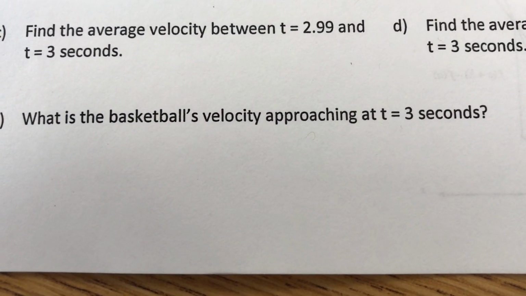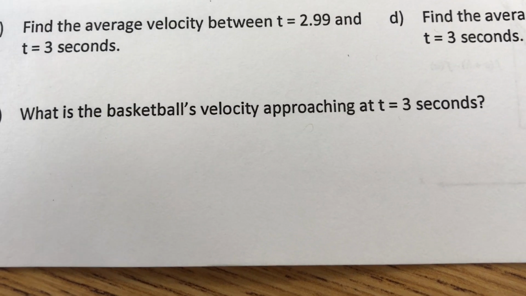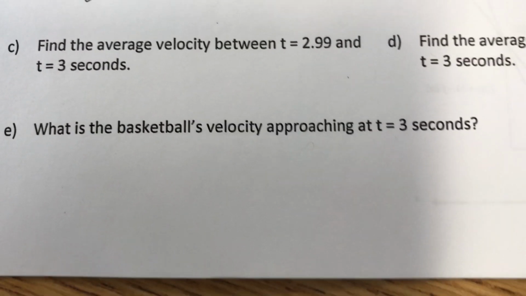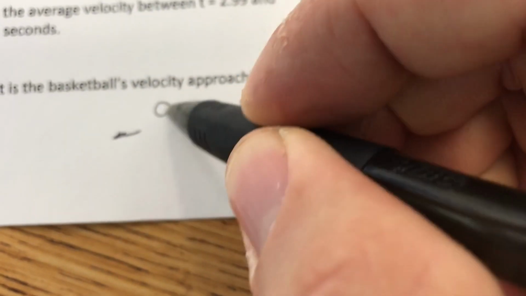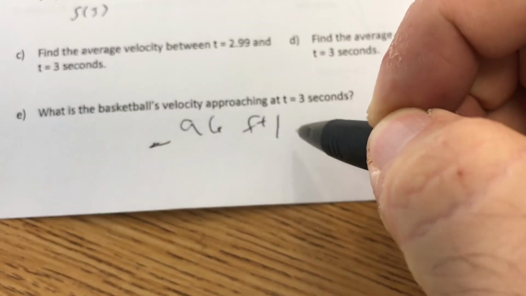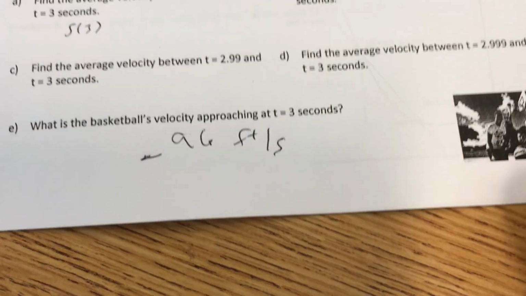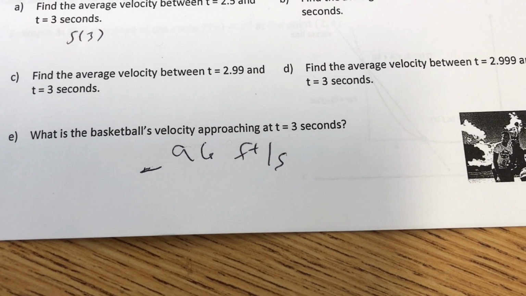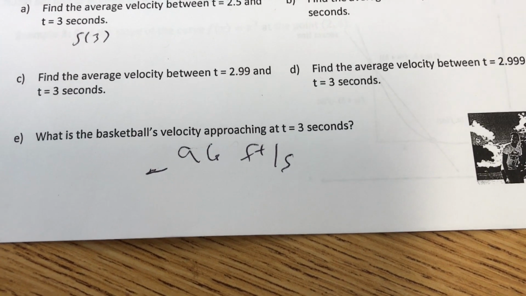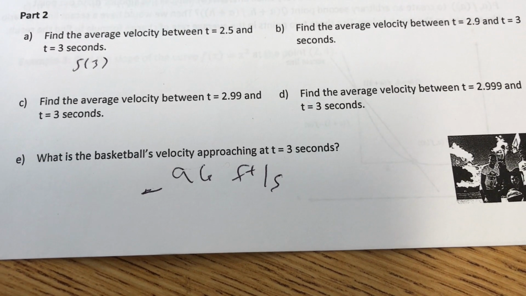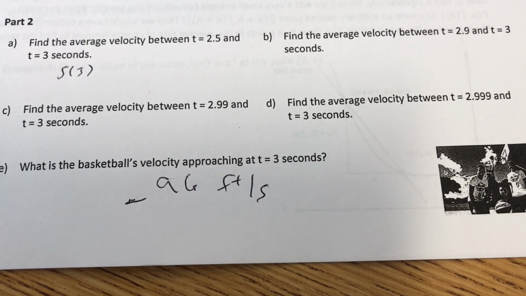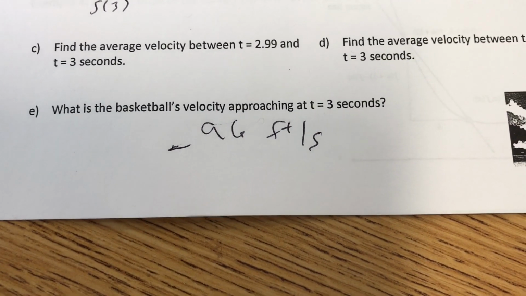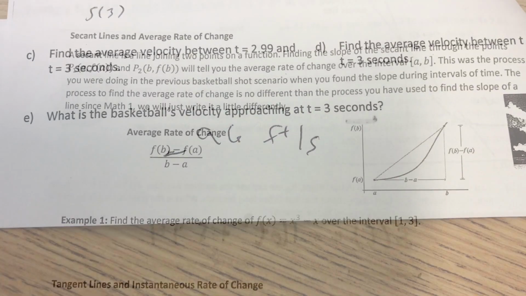So the question is this. What is the basketball's velocity approaching at t equals 3 seconds? Well, that value that we just keep getting closer and closer and closer to is negative 96 feet per second. It's a little blurry there, sorry. So what we did is evaluate a limit numerically. We'd like to have a better process for that so we don't have to go to a table of values every time to figure out what this instantaneous velocity is.